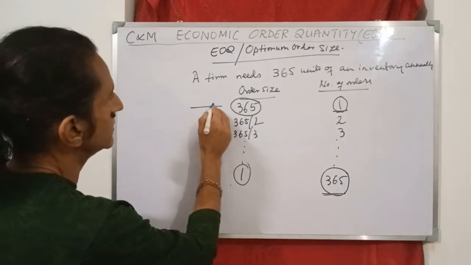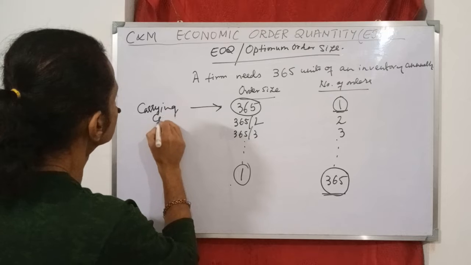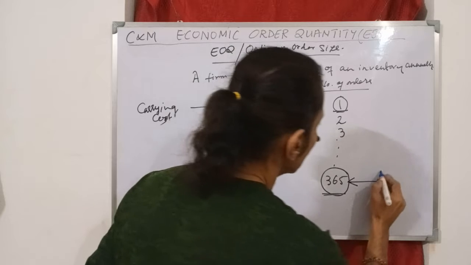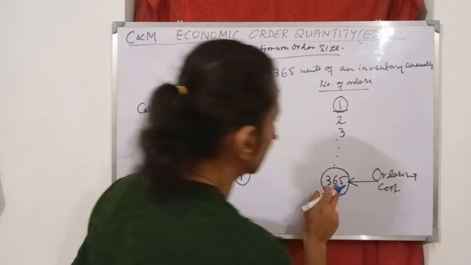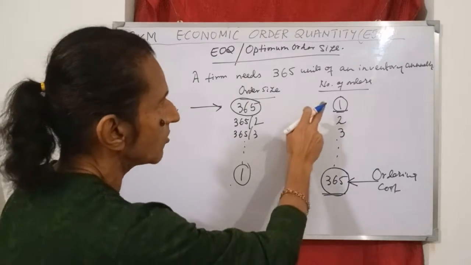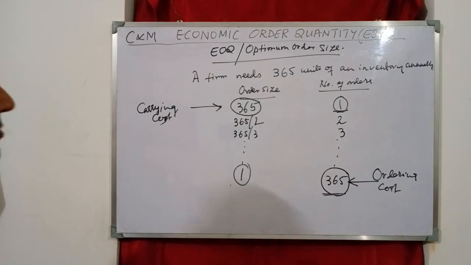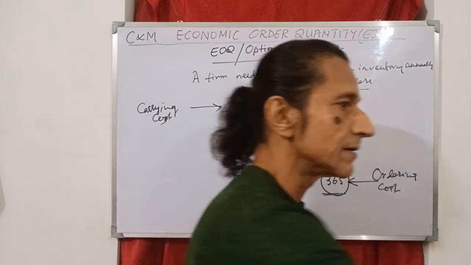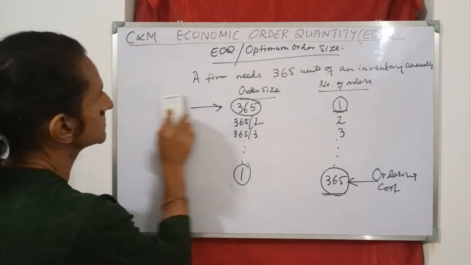Carrying cost is related to this, that is carrying the whole inventory, and in this case the firm has to incur more ordering cost as the number of orders is 365. In this case there is only 1 order, so ordering cost is minimum, right? Now we shall discuss what are the costs under carrying cost and ordering cost.